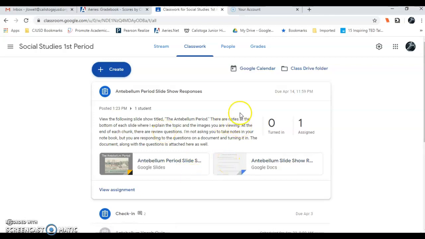So usually when we start a new topic, I introduce it through slides, and you guys take notes. In this assignment, you're not taking notes. You are viewing this presentation, and then you will be answering some chunk questions on each of these key ideas. I'm posting this video of me going through the slideshow, but you can certainly look at the slideshow on your own.